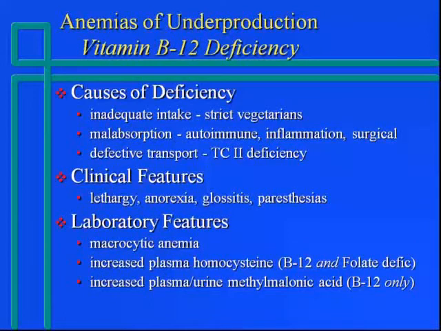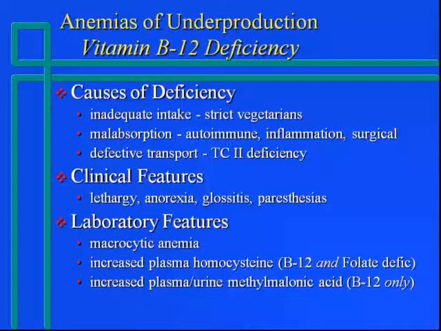The causes of vitamin B12 deficiency include inadequate intake, and the patients most at risk for this are the strict vegan vegetarians. Conditions that lead to malabsorption, such as autoimmune disease, inflammation, or surgical bowel disease, can lead to vitamin B12 deficiency. Or there can be defective transport, such as in the case of a transcobalamin deficiency. The clinical features are lethargy, anorexia, glossitis, and neuropathy, paresthesias.